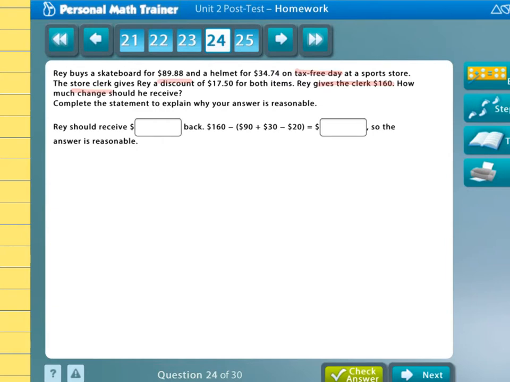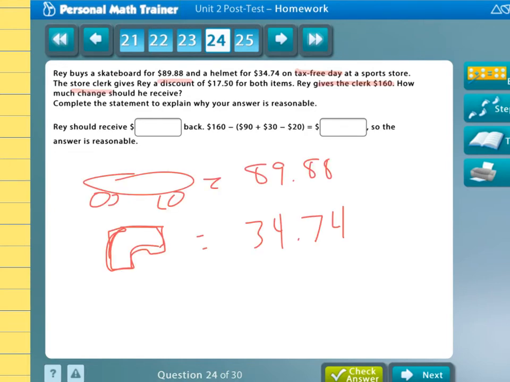How much change does he get? So let's first draw a model to represent the problem. So I've drawn a picture here. The skateboard's $89.88, and the helmet, which is a terrible picture of a helmet, but that's my helmet, $34.74.